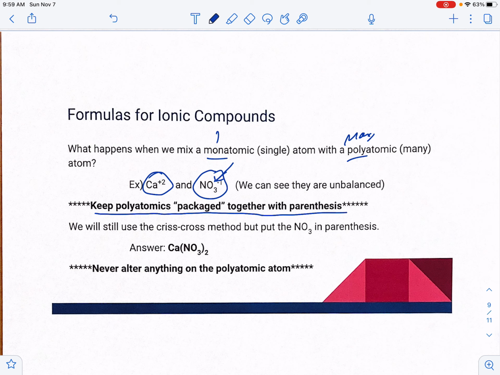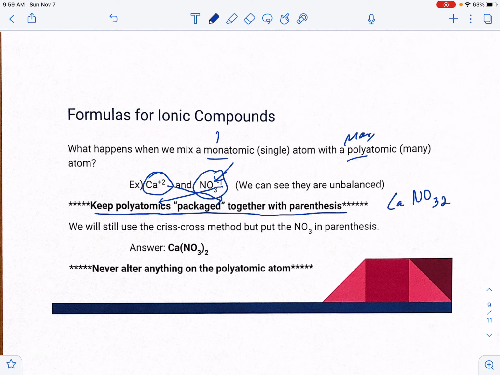Now we can still use the crisscross method. You can take the 2 to the nitrate, and you can take that 1 over here to the calcium. So basically that means I need 1 calcium, but I need 2 nitrates. If you write NO3 and then put a 2 next to it, that makes it look like you're telling me that there's 1 nitrogen and 32 oxygens. Okay, that would be incorrect.